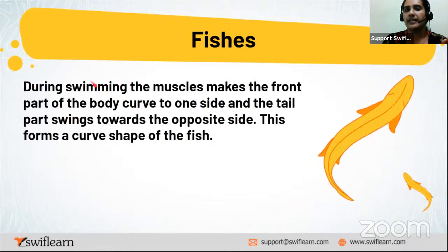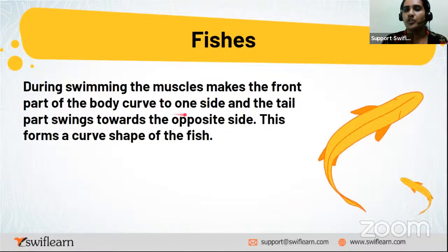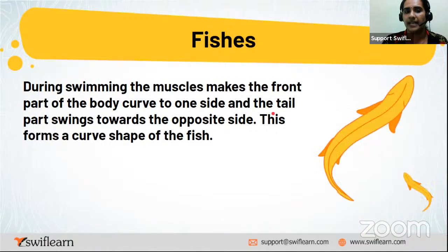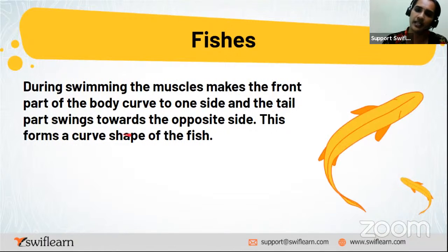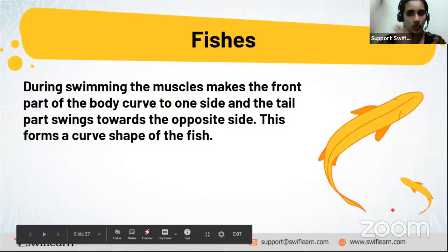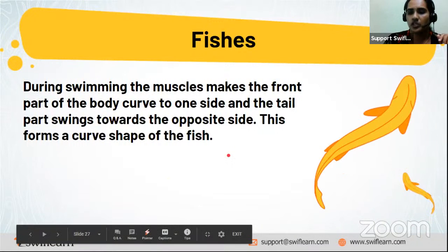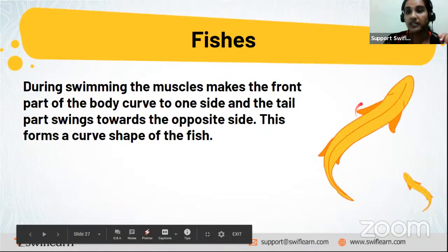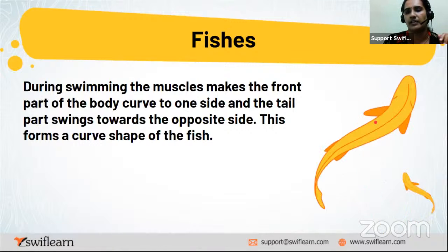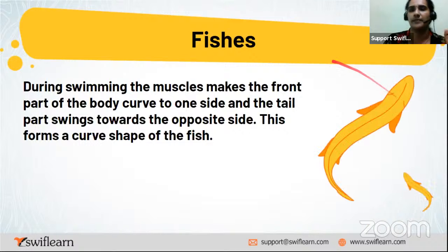During swimming, the muscles make the front part of the body curve to one end and the tail part swings towards the opposite end. You can see that the front part is moving this side and the tail part is moving this side. So it moves in opposite sides. This forms a curved shape of the fish.